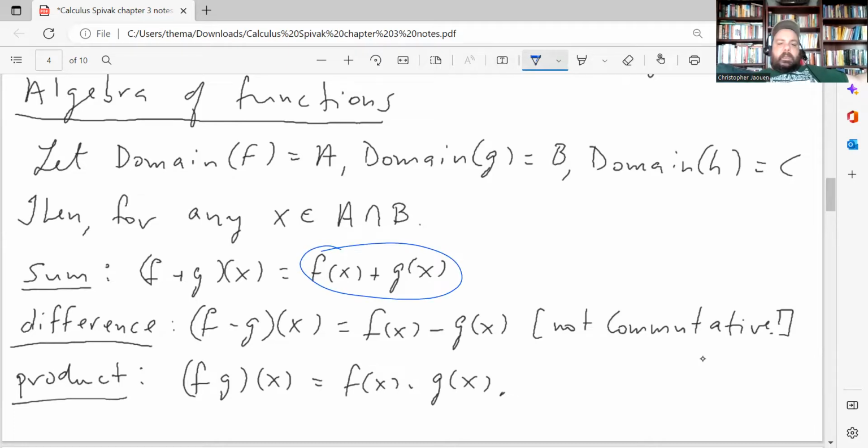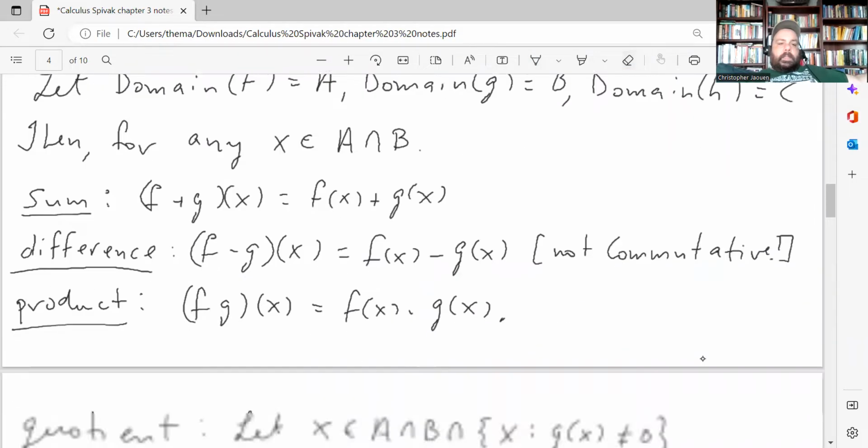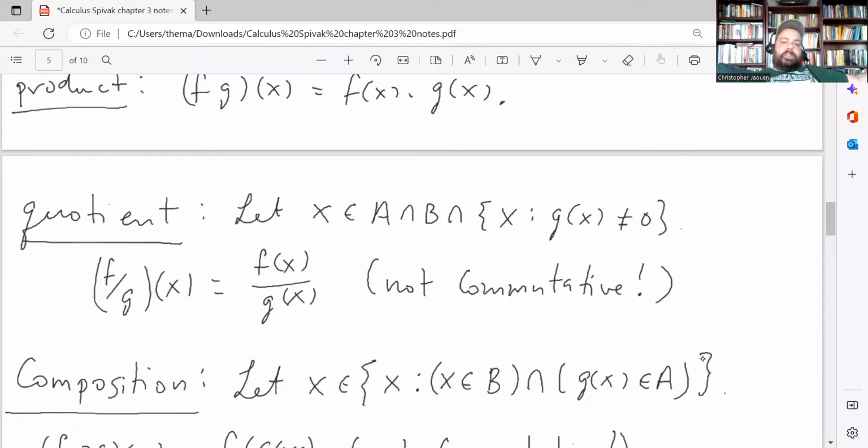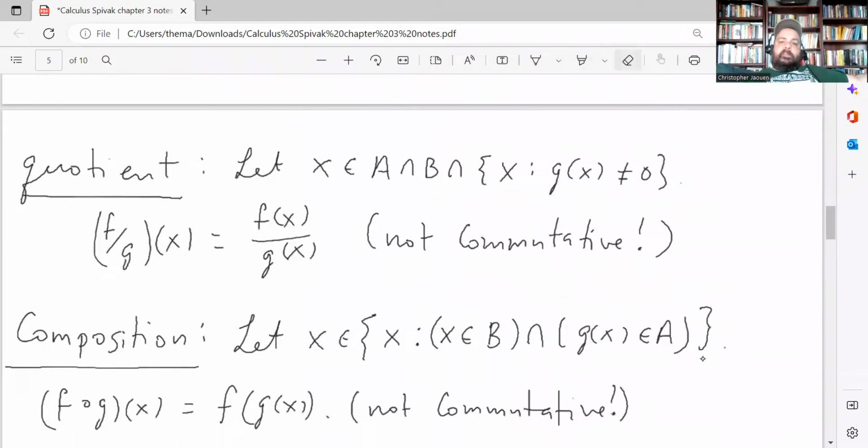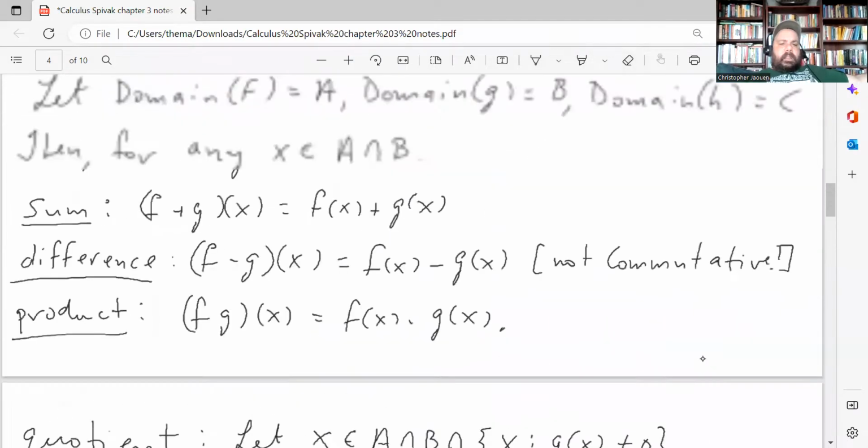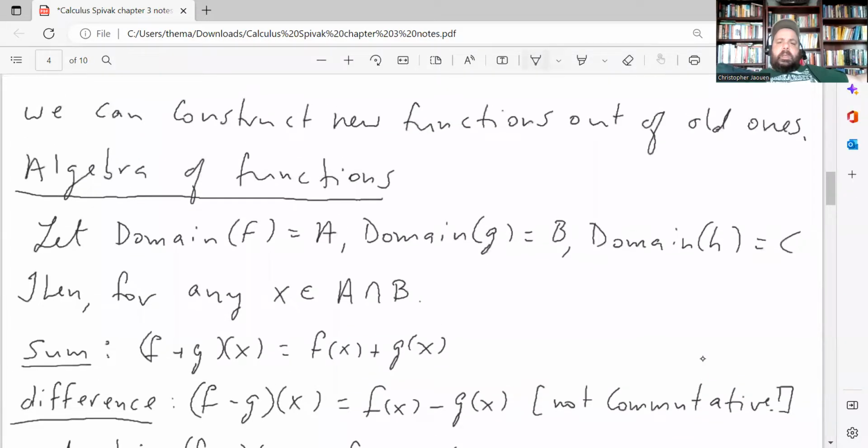So because real number addition is commutative, it forces this operation to be commutative, and same thing for products. But just like for real numbers, subtraction is not commutative, so this is not commutative either. Right, we can also take quotients of functions. You just have to be a little bit more careful about the domain. I should say, I forgot if I mentioned the domain here at all, but in order for these new functions to be defined, the domain has to be the intersection of the respective domains.